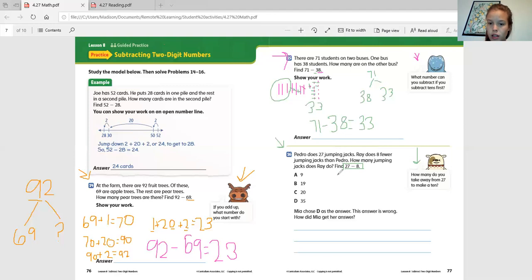So I'm going to do 27, and if I'm subtracting down to the next 10, I need to take away 7, which is going to get me down to 20. And then I have 20, and I've taken away 7, and I was taking away 8, and it's only 1 more to take away. So 20 minus 1, and 1 less than 20, I know, is 19. So that's my answer right here.